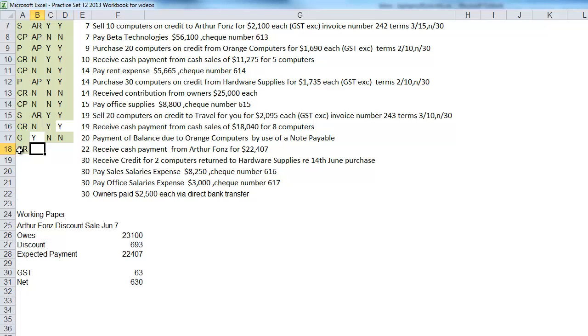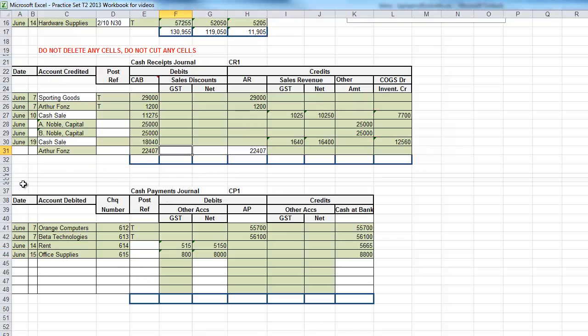Does it involve a subsidiary ledger? Yes, it's going to involve the accounts receivable subsidiary ledger. It hasn't gone green. I must have deleted something here. Does it involve inventory? No, it did involve inventory in the original sale, but not anymore. And does it involve GST? The answer is yes. Hasn't gone green. It should be green. Righto. Let's go to the special journal, cash receipts, and we go Arthur Fonds.